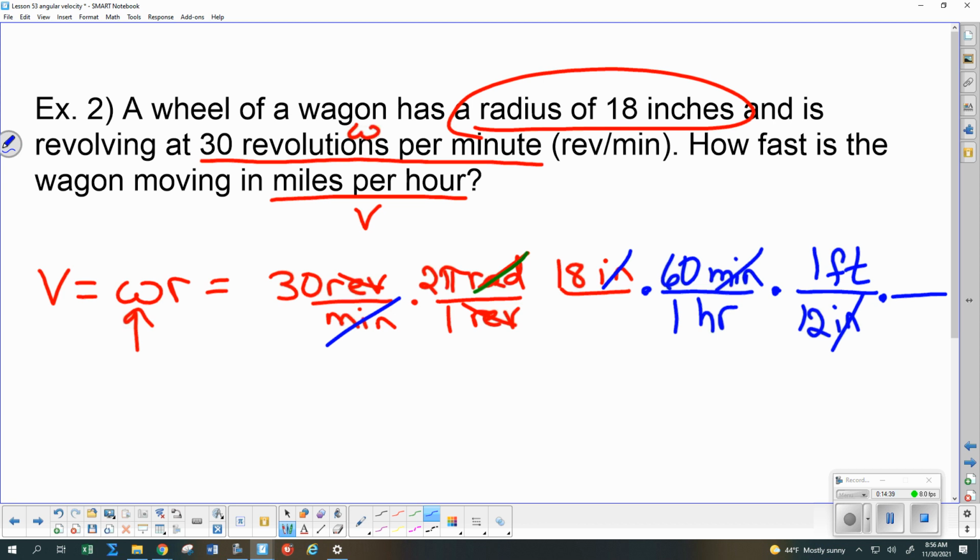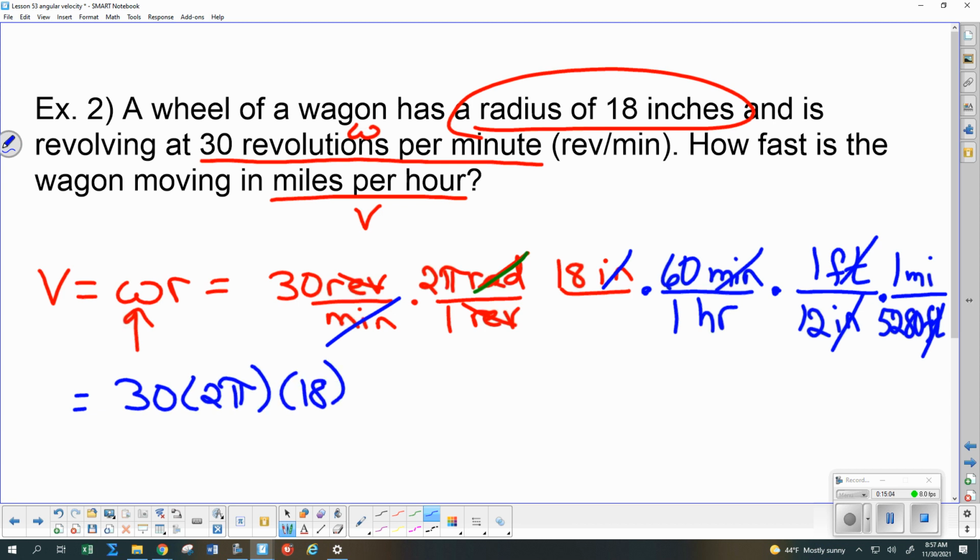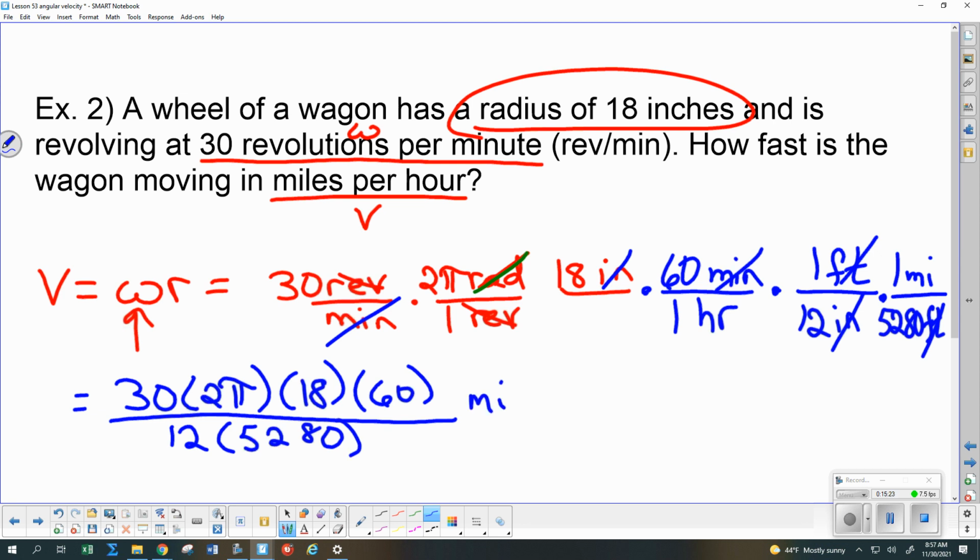And finally, what do I need to do, Sarah, to change the feet to miles? And then let's write it cleanly because I always expect that, so I can easily check your work if you left something out. So make sure I get all of these. We've got the 30 times the 2 pi times 18 times 60 in the numerator and 12 and 5280 in the denominator. Does that look right to everybody? Did I skip anything? And that leaves me with miles per hour.